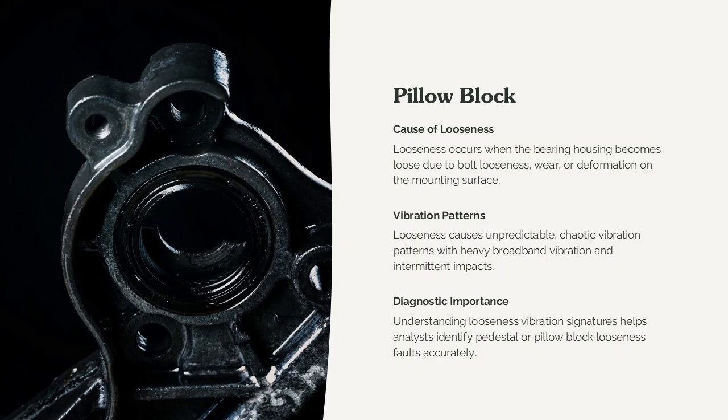Loose pillow block bearings. This slide introduces looseness involving pillow block bearings, which occurs when the bearing housing becomes loose on its mounting surface due to bolt looseness, wear, or deformation. This fault condition creates unpredictable and chaotic vibration patterns because the entire bearing housing shifts relative to the support surface. Participants learn that pillow block looseness often produces heavy broadband vibration and intermittent impacts, making it one of the more dynamic and irregular looseness conditions.